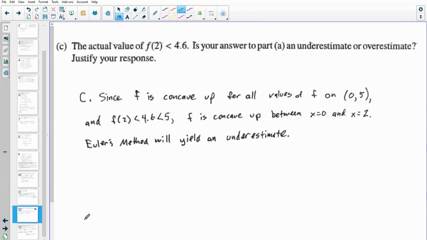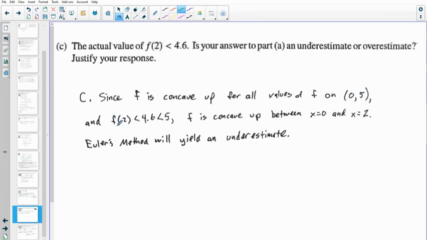Part C, the actual value is 4.6, and they want to know if our answer is an overestimate or an underestimate. At first I was going to refer to the shape of a logistic solution, but instead I just said that it is concave up for all the values between 0 and 5, which I suppose is using what I know about logistic equations. Because the carrying capacity is 10, I know that between 0 and 5 it's going to be increasing at an increasing rate, and so that's concave up.